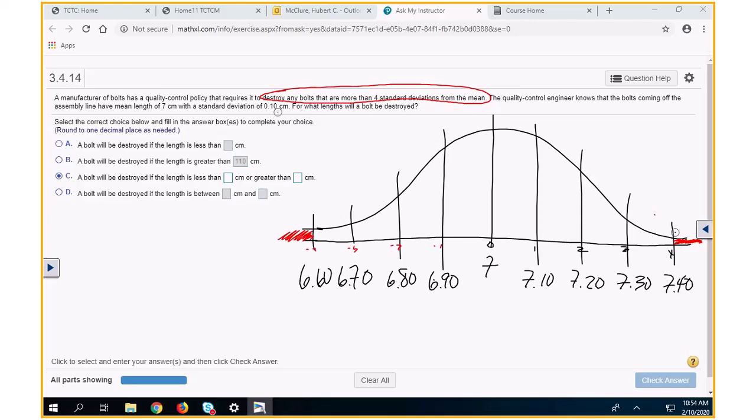Now why do I mark this stuff out? Because you need to see where everything is, and now all you have to do is answer the question, because you've done what the question has said to do. So it says, for what lengths will the bolts be destroyed? Well, we've already figured it: 660, 6 inches, 60, or whatever. The centimeters, I'm sorry. 6.6 centimeters and below, 7.4 centimeters and above.